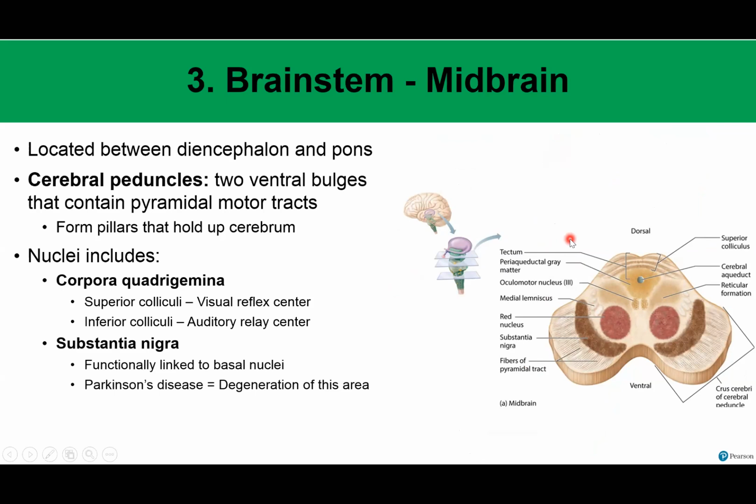So in addition to having those superior and inferior colliculi, which are those relay centers, we also have what's called the substantia nigra. And this is functionally linked to the basal nuclei. Remember, we talked about the basal nuclei several slides sort of during the cerebral hemisphere sections. But the substantia nigra, there are these dark brown structures here. And these are clinically relevant because degeneration of this particular area is associated with Parkinson's disease.